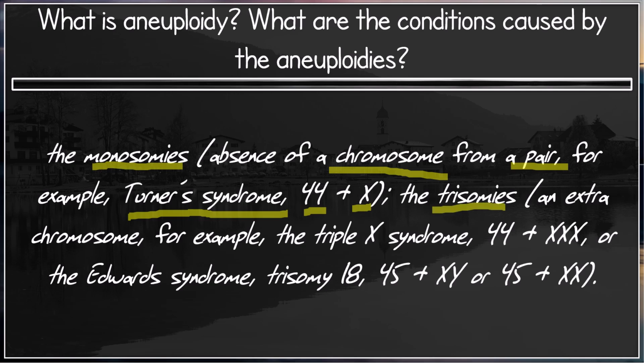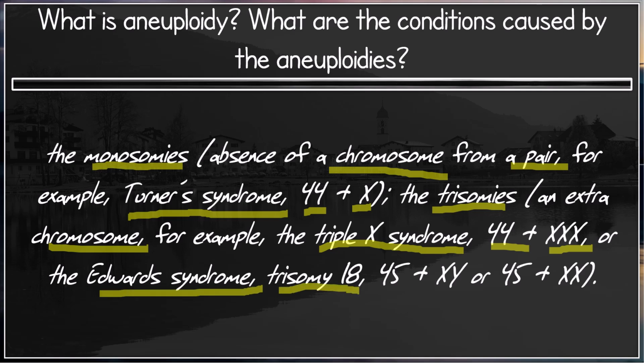Trisomies, that is an extra chromosome. For example, triple X syndrome, 44 plus XXX. Or Edwards syndrome, trisomy of chromosome 18, that is 45 plus XY, or 45 plus XX.